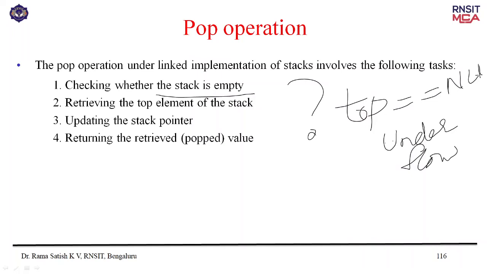Next, if it is not null, what do you do? Retrieve the topmost element. Where exactly top is pointing, that element you retrieve, and you tell the user that I am going to pop out this particular top element. Yes. Now, after you display the top element, the top pointer you move to the next cell.